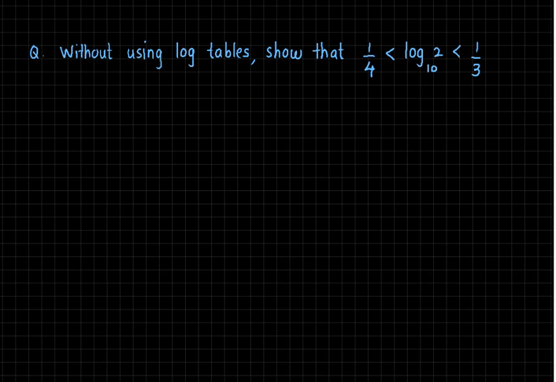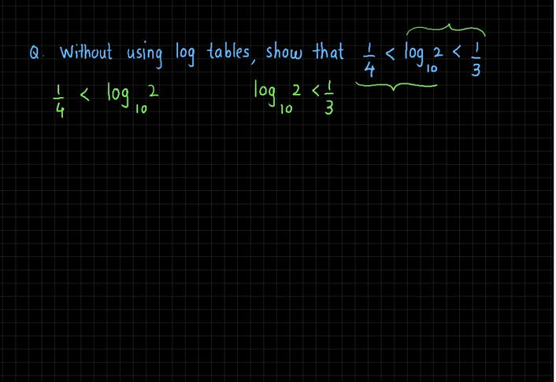Let's move on and see one more interesting type of question. Now here we have to prove that 1 upon 4 is less than log of 2 to the base 10, which is less than 1/3. Now to prove this question, we follow a slightly different approach. We break this question into two parts. First we show that 1 upon 4 is less than log 2 to the base 10, and we also prove that log 2 to the base 10 is less than 1 upon 3. Then if we prove these two inequalities, merging them we would have proven the required inequality.